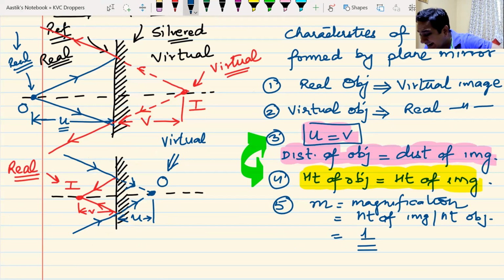Do we understand this? These are some of the characteristics. I've written 5 characteristics of image formed by a plane mirror. If the object is real, the image is virtual. If the object is virtual, the image is real. The distance of the object is same as the distance of the image. The height of the object is same as the height of the image. Or the magnification for the plane mirror is equal to 1. Have we noted this down? You want me to wait? I'll give you 1 minute to note these points down. Then we will move on to the next points.